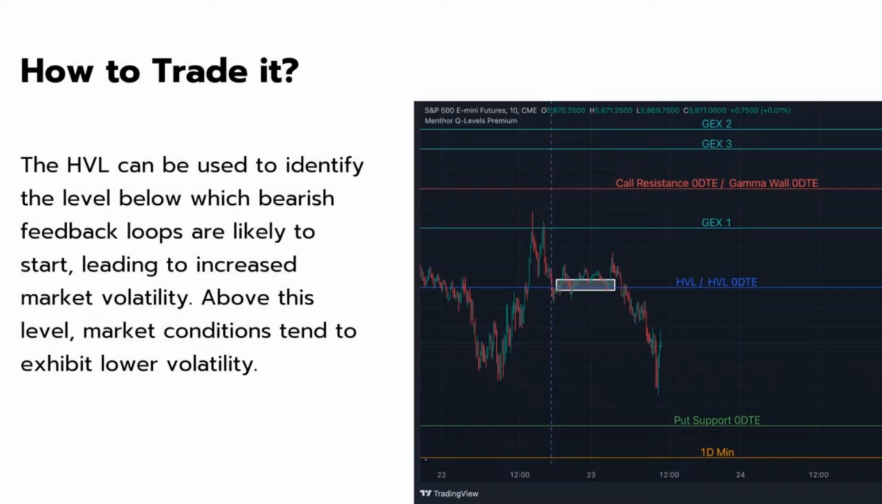You see it in the chart here. I took it this morning before the presentation. We see that at the beginning of the day, the price stays pinned at the high vol level 0 DTE, and then we see a break, and that's when the volatility kicks in, and we see a strong move to the downside. We're going to go into the chart in a second as well.